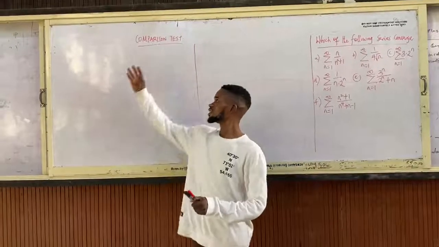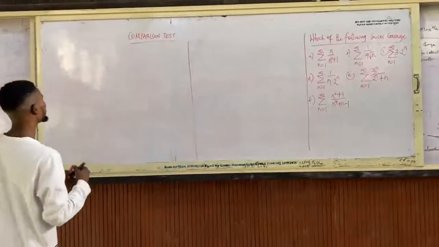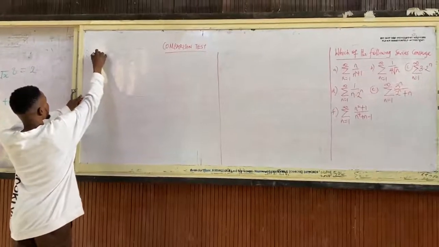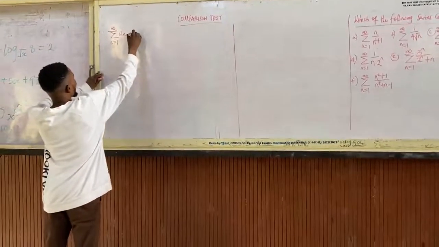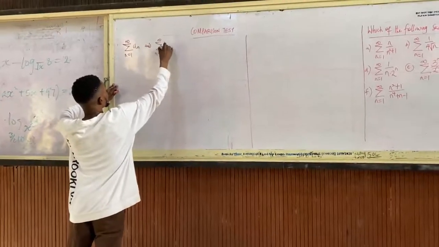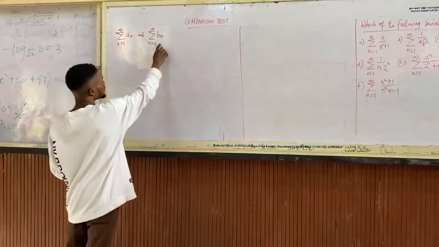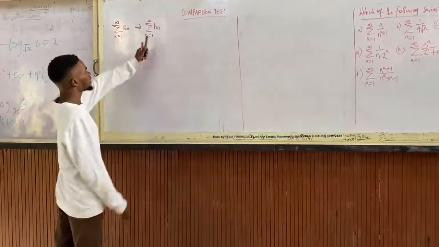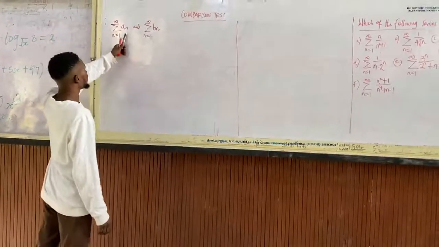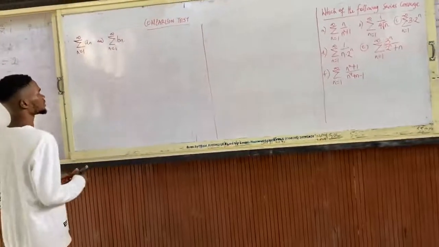So in this section, let's look into the comparison test. If we have two positive series, that is non-negative, two positive series, AN and BN. If we want to compare BN with AN, if BN converges, that means AN converges. If BN diverges, then AN diverges. If we want to compare this with this series.